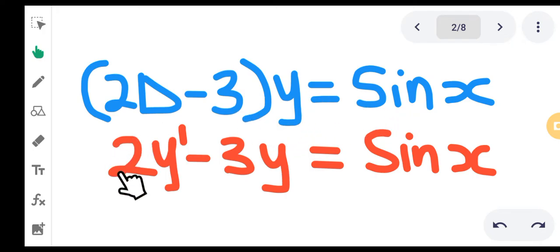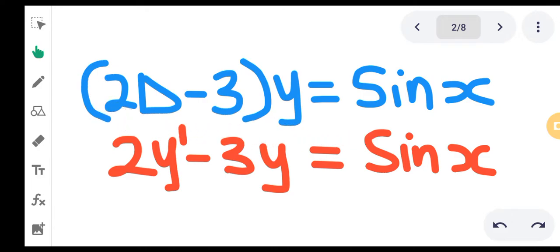But I have written 2y prime minus 3y is equal to sine x. This one is just telling us that we derived the whole of this, the blue ink, from this red ink. So I just wrote the same thing. But this is the main question.